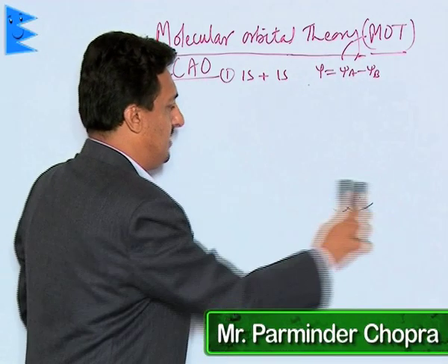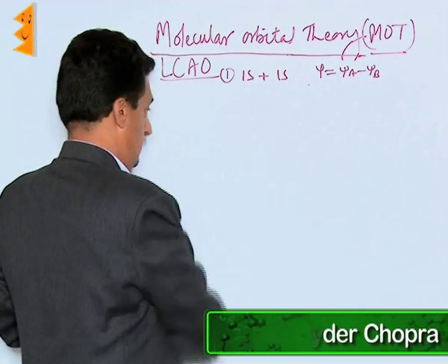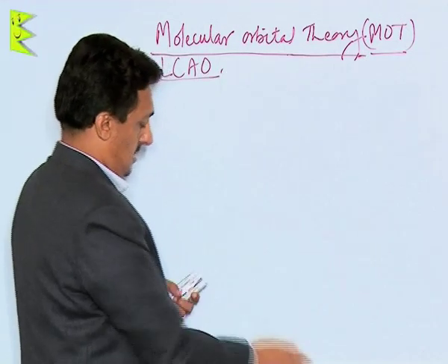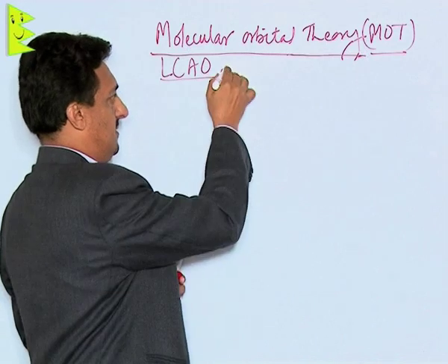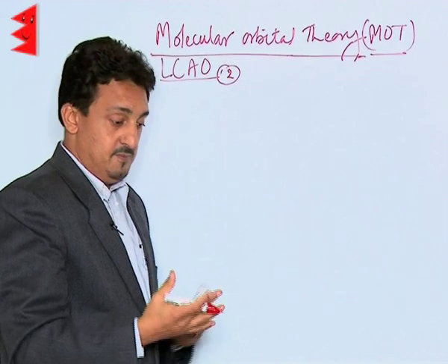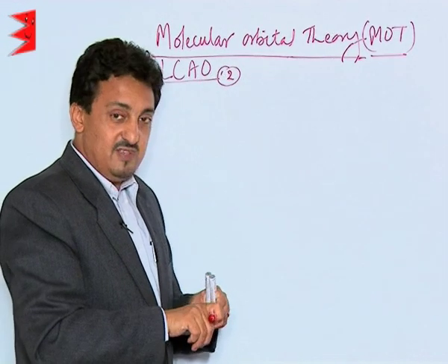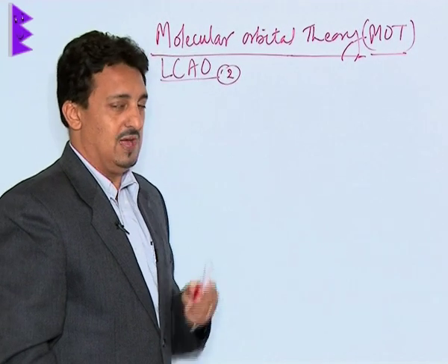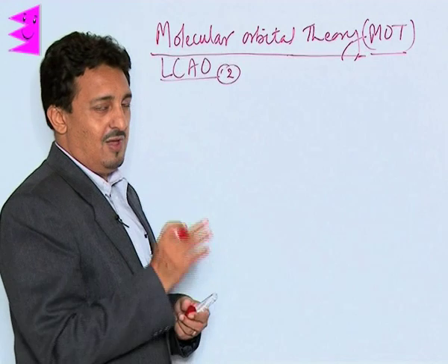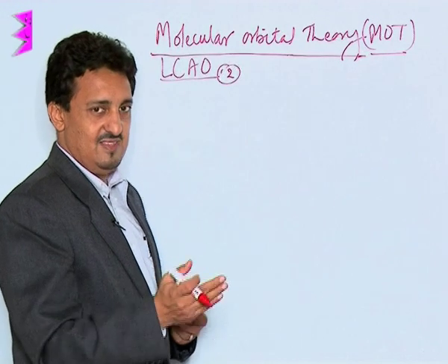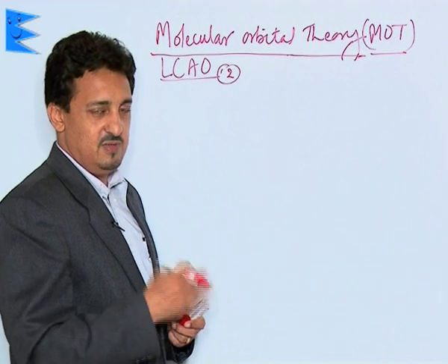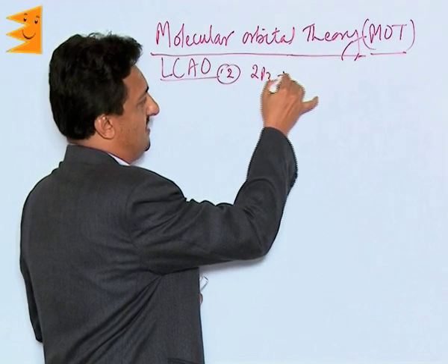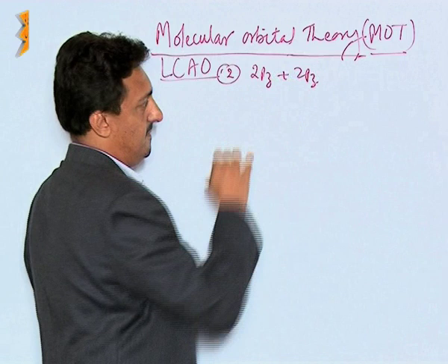Now let us see the combination of pz with pz. Since we don't have heteronuclear diatomic molecular species here, we have only homonuclear diatomic molecular species. So we'll only be dealing with the overlapping of s with s, px with px, py with py, and pz with pz. So let us see the overlapping of 2pz with 2pz.